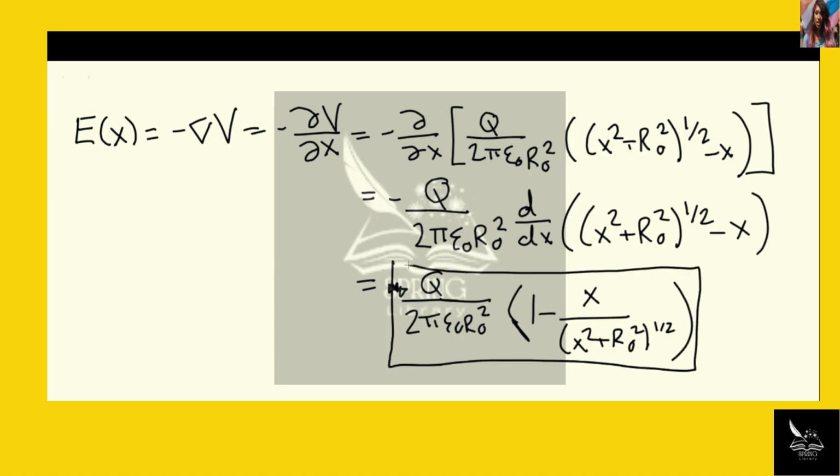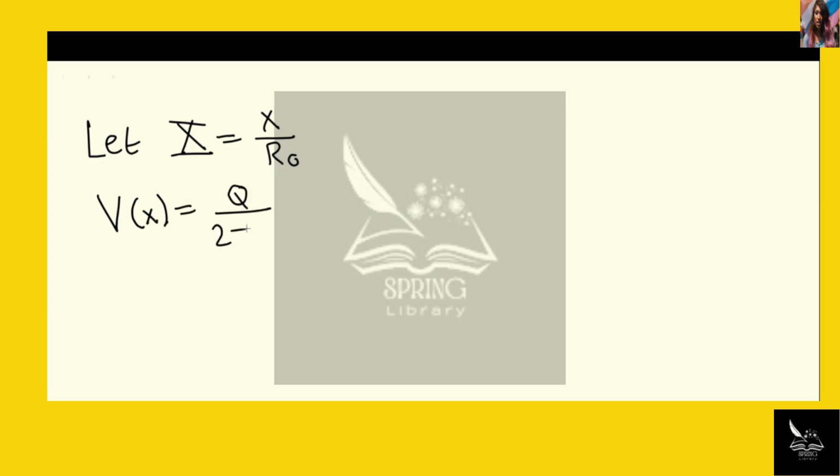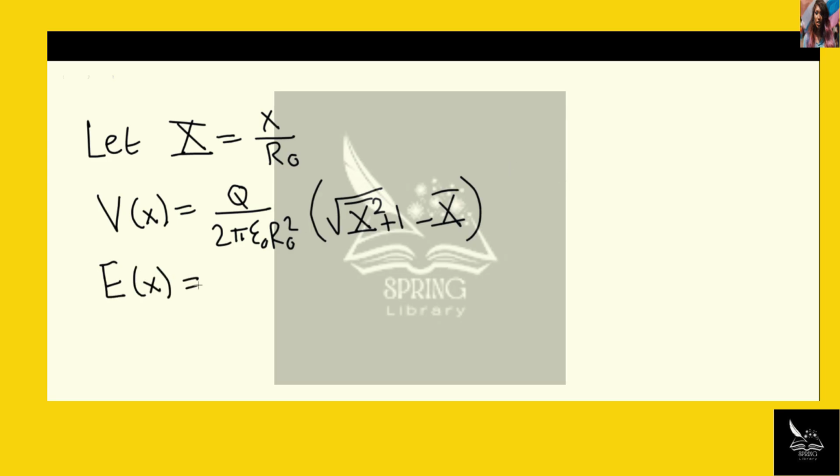Now we're asked to plot these in a new variable. If we let this new variable, call it big X, equal little x over r naught, we can reformulate V(x) as q over 2 pi epsilon naught r naught squared multiplied by the square root of big X squared plus 1 minus big X. Similarly, we can do the same thing with our electric field: q over 2 pi epsilon naught r naught squared, times 1 minus big X over root big X squared plus 1.